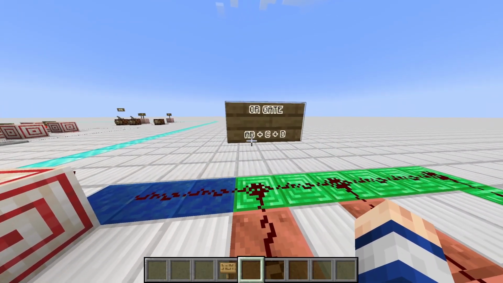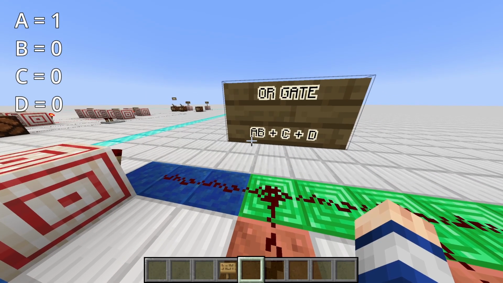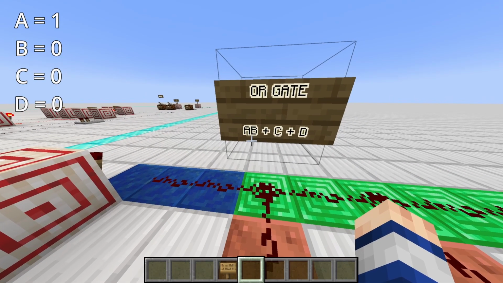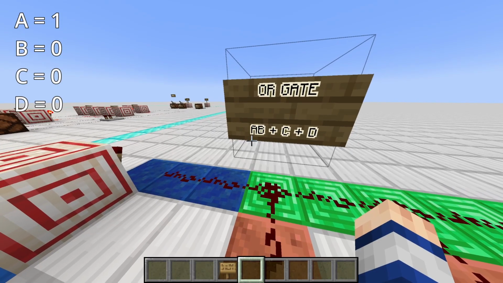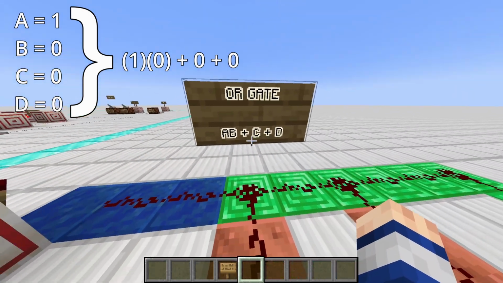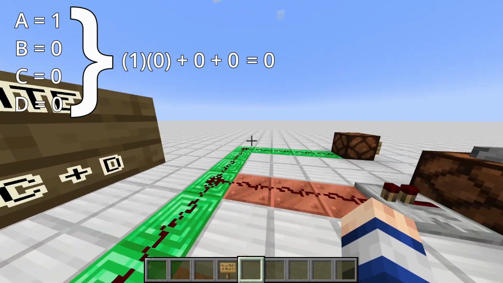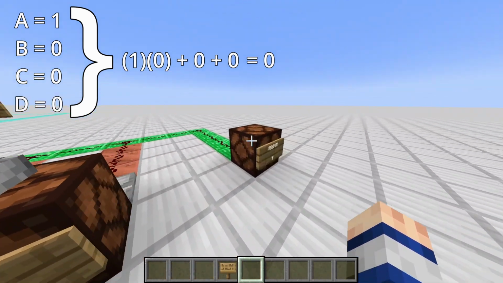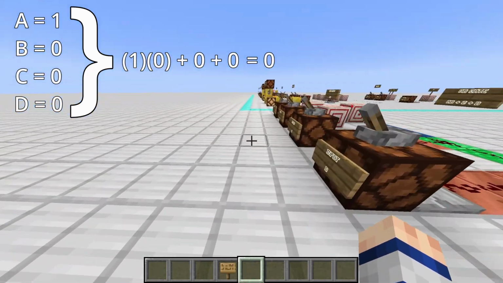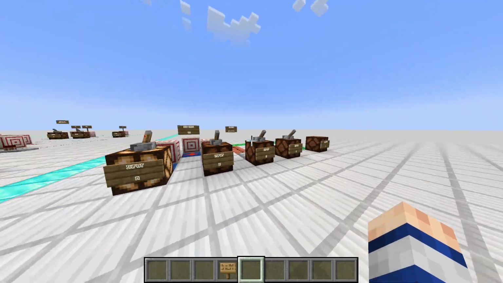Now let's pretend that A is 1, and everything else is 0. So 1 ANDed with 0 is 0, as we saw. ORed with 0, again 0, ORed with 0 again, 0. So when I push A to be 1, the output should still be 0. So let's try that. So A is 1, output is 0.